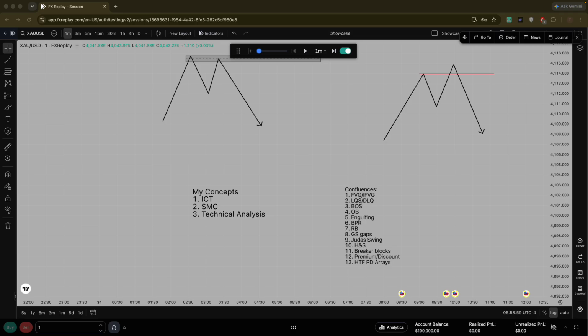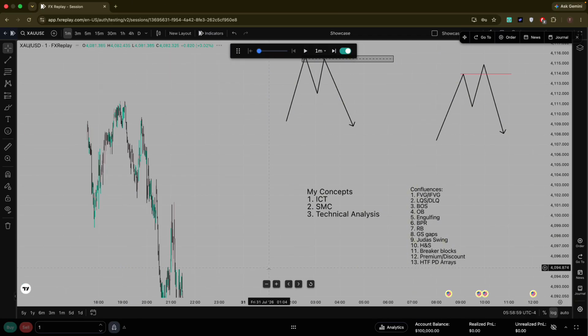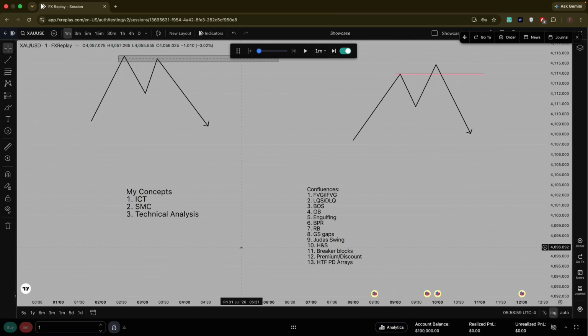Okay, so first things first, you guys know me already. I'm RP Randolph, RP.Funded, and the concepts that I normally use to trade are ICT, SMC, which is smart money concepts, and technical analysis. Technical analysis is more or less just understanding the market, seeing different candle patterns, and using said candle patterns. Any questions?